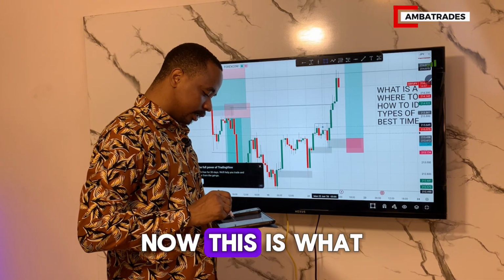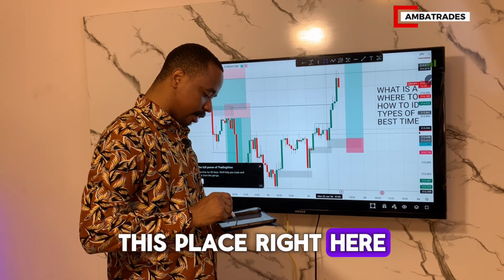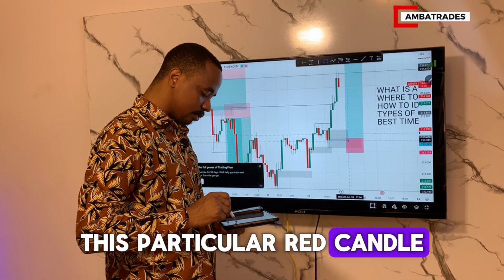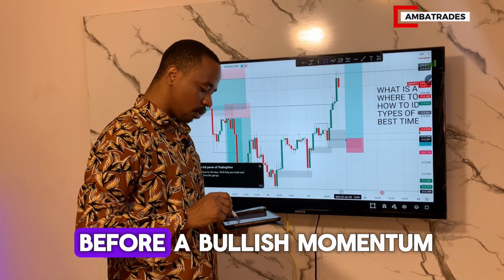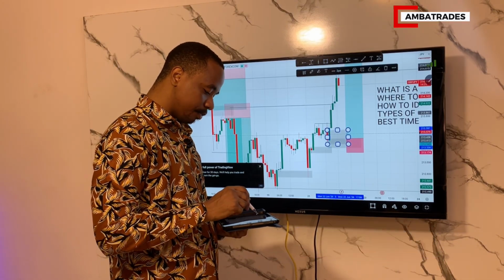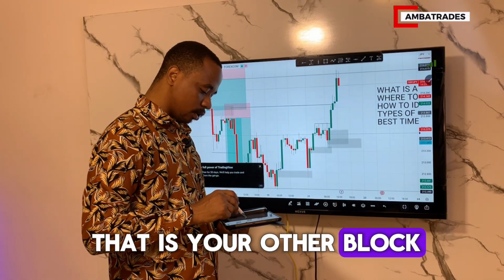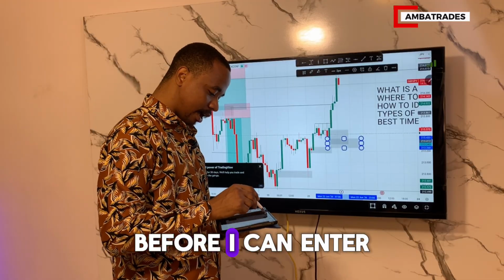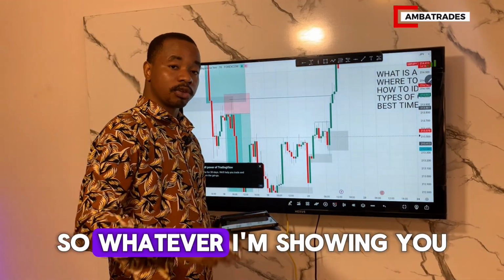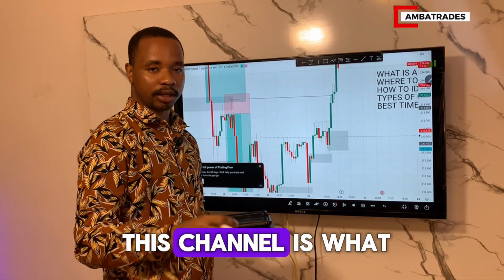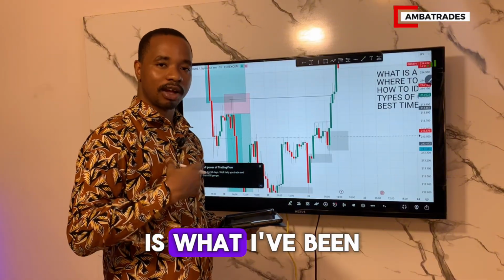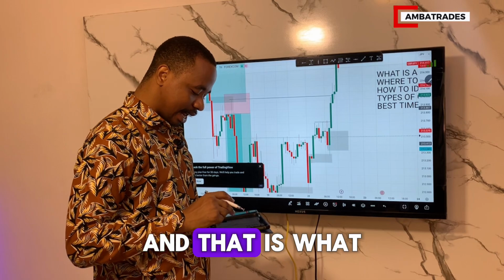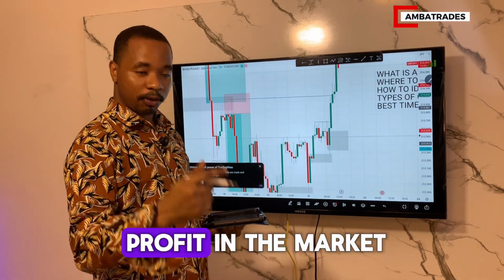Now, this is what I'm talking about. This place right here, this is the order block. This particular red candle, the last red candle before a bullish momentum, that is your what? That is your order block. You saw that I was waiting patiently for the market to come down there before I can enter for my buy. So whatever I'm showing you, whatever I'm teaching on this channel is what I am practicing, is what I've been doing. It has been tested, it has been backtested, and that is what is making me consistent profit in the market.